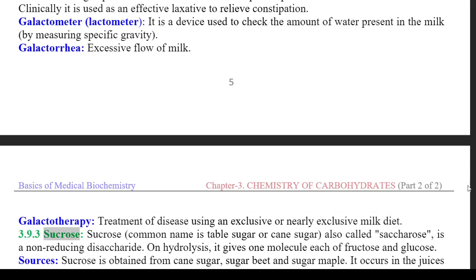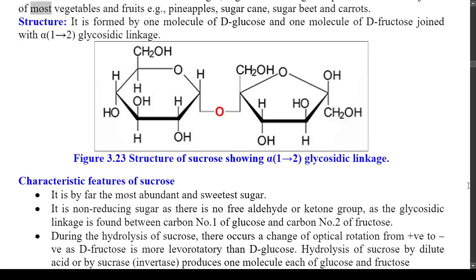3.9.3 Sucrose. Sucrose, common name is table sugar or cane sugar, also called saccharose, is a non-reducing disaccharide. On hydrolysis, it gives one molecule each of fructose and glucose. Sources: sucrose is obtained from cane sugar, sugar beet, and sugar maple. It occurs in the juices of most vegetables and fruits, for example pineapples, sugar cane, sugar beet, and carrots.